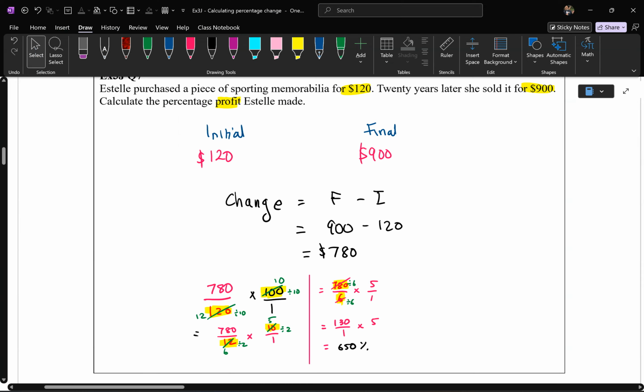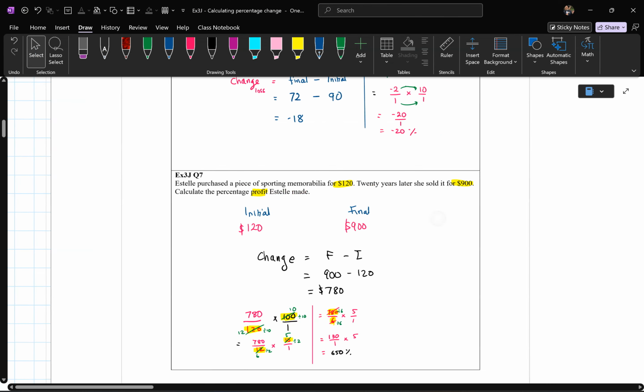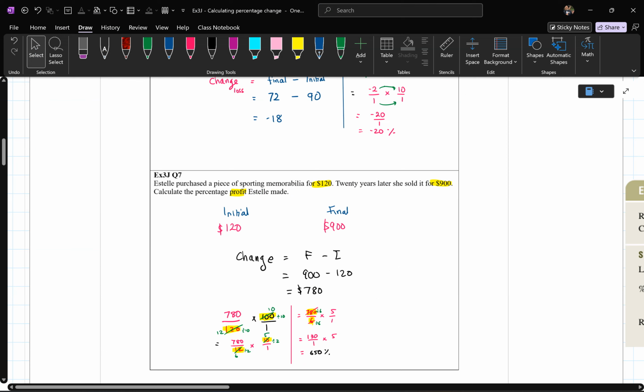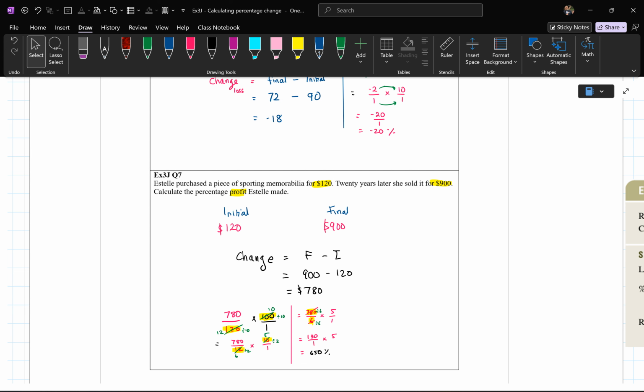Okay? That's it for today's lesson. That is exercise 3J, links back to 3G, 3H. Two examples to show you a profit versus a loss. Change, final minus initial, converting to fractions, to percentages. Got to work with your fractions there. If you're not strong with your fractions yet, you can use a calculator, but I encourage you to work on your fractions. All right, we go.